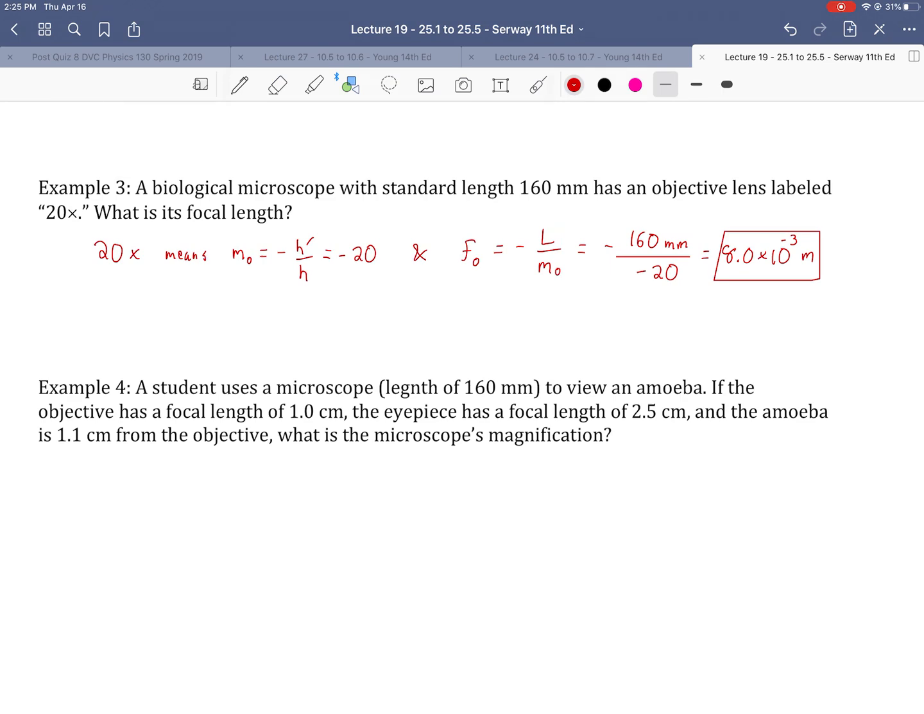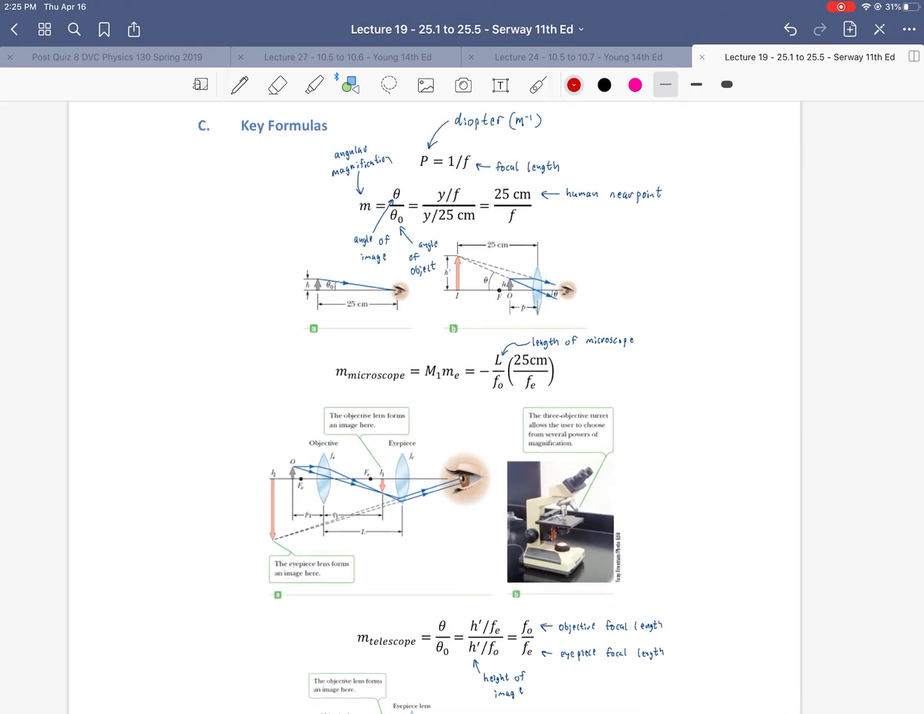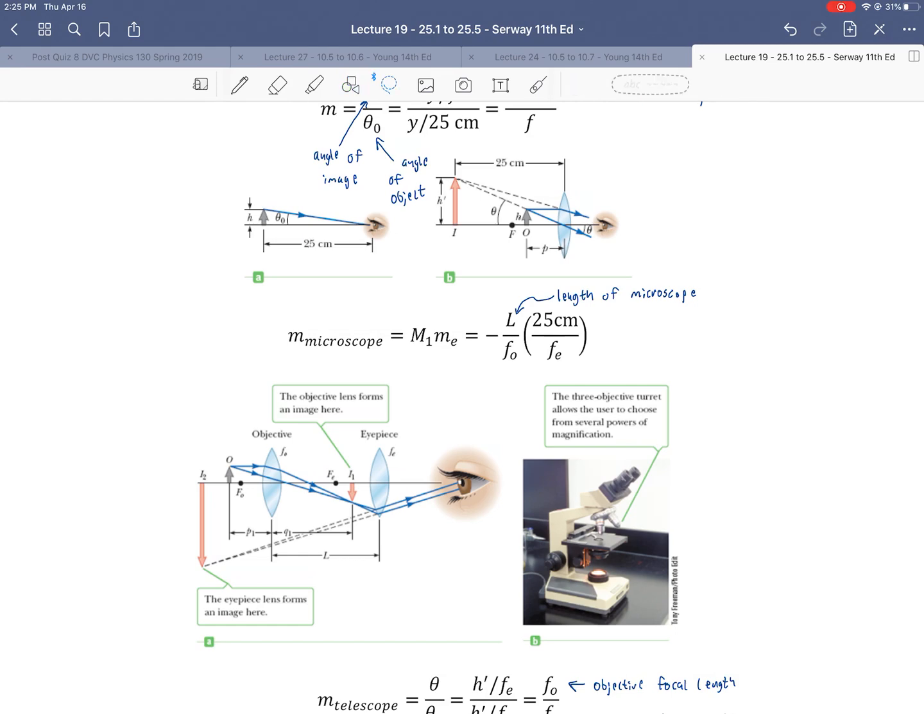Again, standard length, 160 millimeters, 16 centimeters, in other words, to view an amoeba. If the objective has a focal length of 1 centimeter, the eyepiece has a focal length of 2.5 centimeters, and the amoeba is 1.1 centimeter from the objective. What is the microscope's magnification? Right? How much are we getting? That's kind of a good thing to think about. Where do they get a total magnification number from? All right. So we know the total magnification of the microscope, and make sure I'm using the notation here. So we'll copy that over.